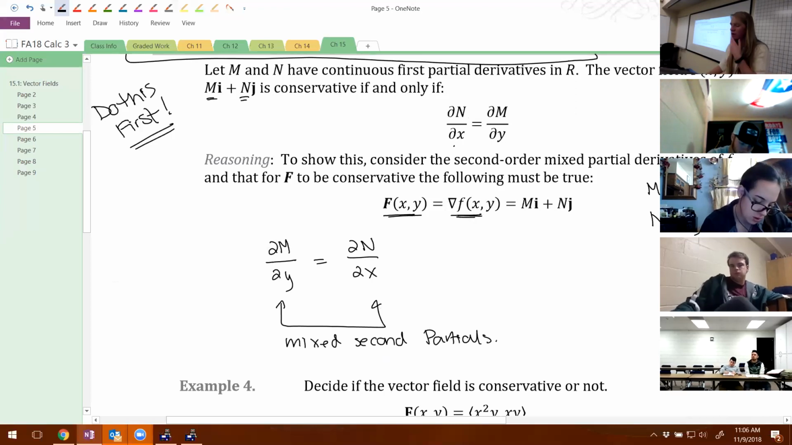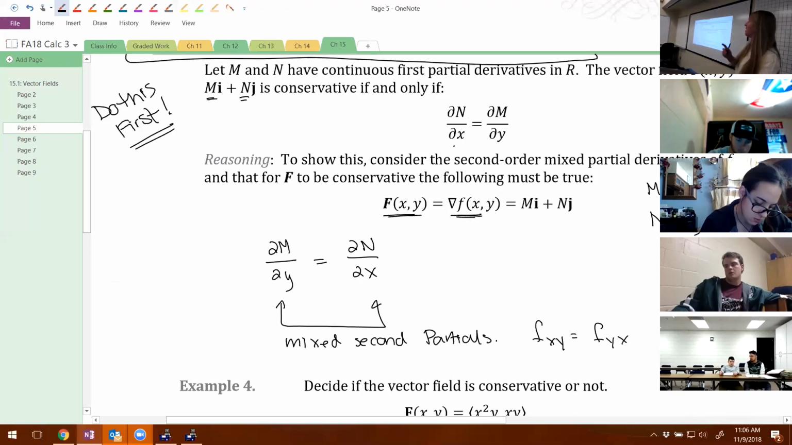And that's really all we're trying to find to say, okay, are the mixed second partial derivatives equal? M should be the partial with respect to y, N should be the partial with respect to x. And if they are equal, then this is conservative. If they are not, then it is not a conservative function here. Okay, we're essentially going through and checking to see if this is indeed happening. And if it's not, then no.